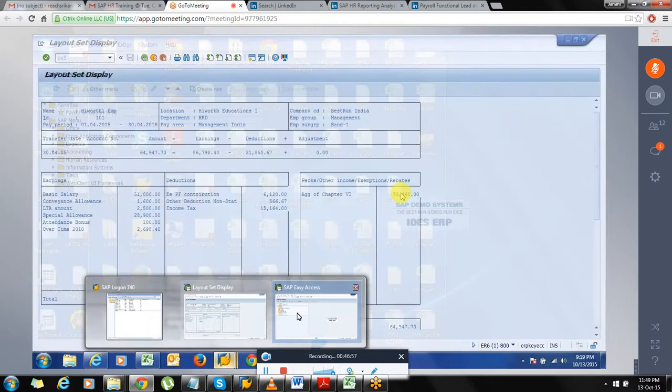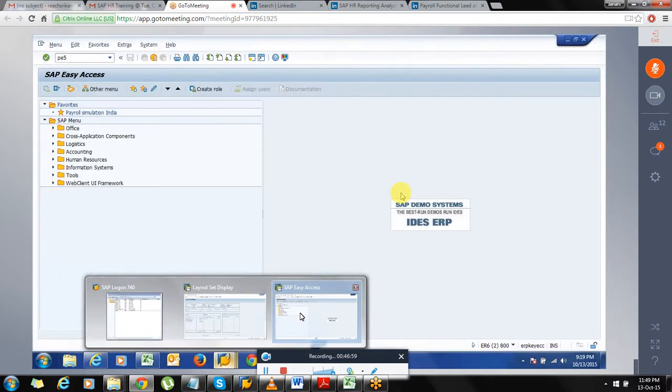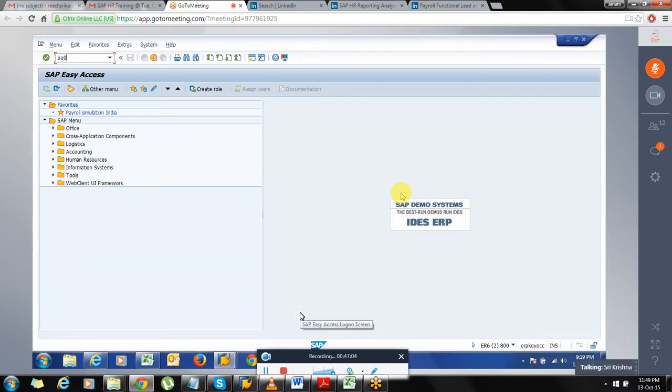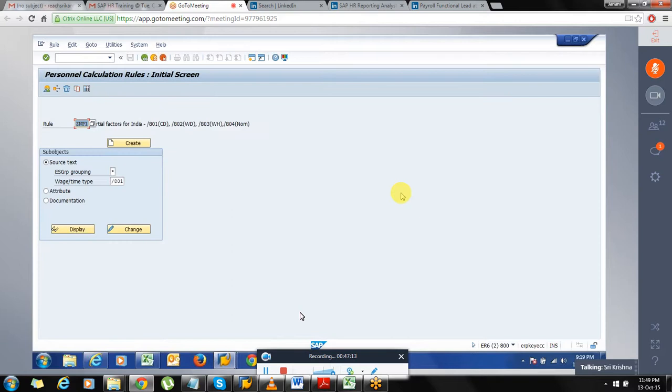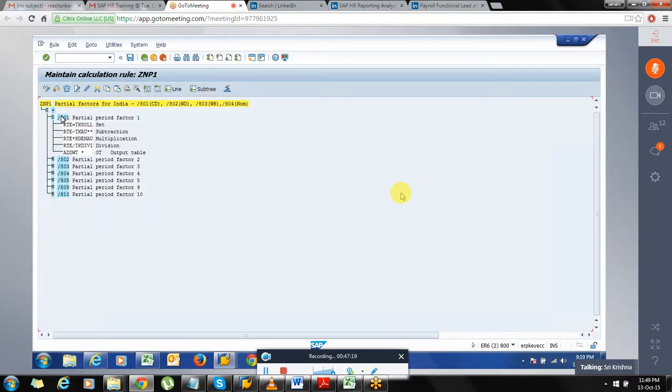Because 801 itself is a partial period parameter, right? That's what you're generating. So there is no big logic actually. Many people will work on 801 also. But whenever I do the work, let us say on Indian payroll, these things are doing some standard functionalities for India. I am not going to disturb those things. I don't want to disturb my standard things.